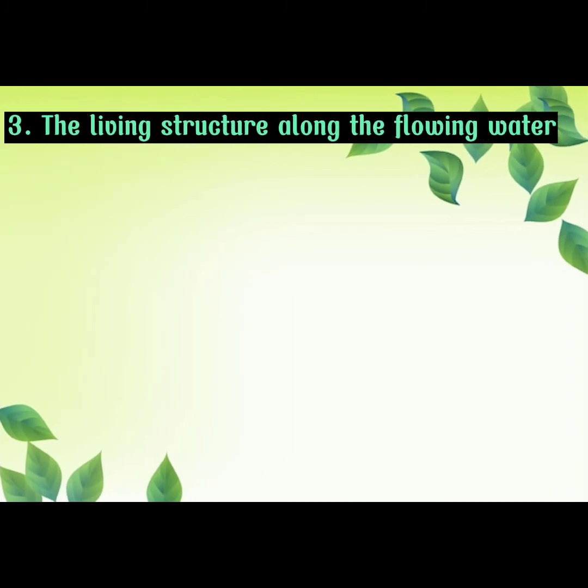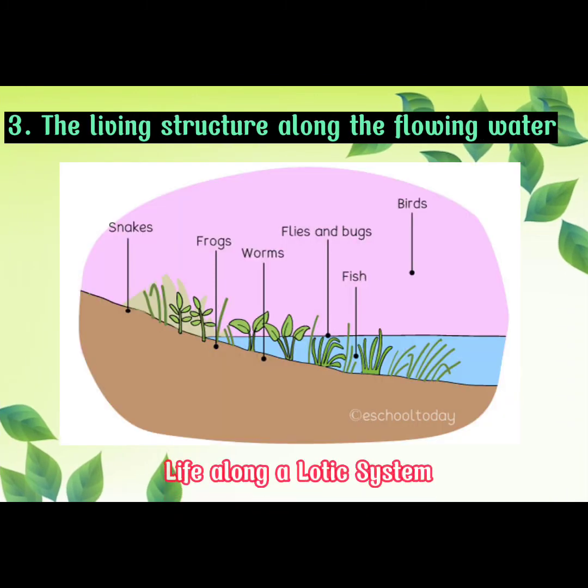Number 3. The living structure along the flowing water. The figure below is an illustration of life along a Lotic system. Some other plants and animals do not live in the water but are part of the ecosystem that exists in the flowing water. Small plants, insects, frogs, birds, and other animals that feed off the plants from the flowing water, in turn, provide organic material for life forms in the water.